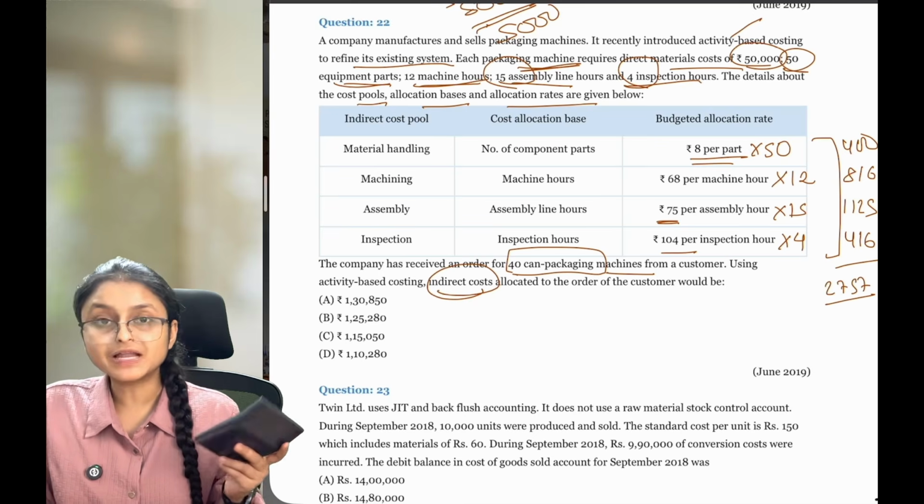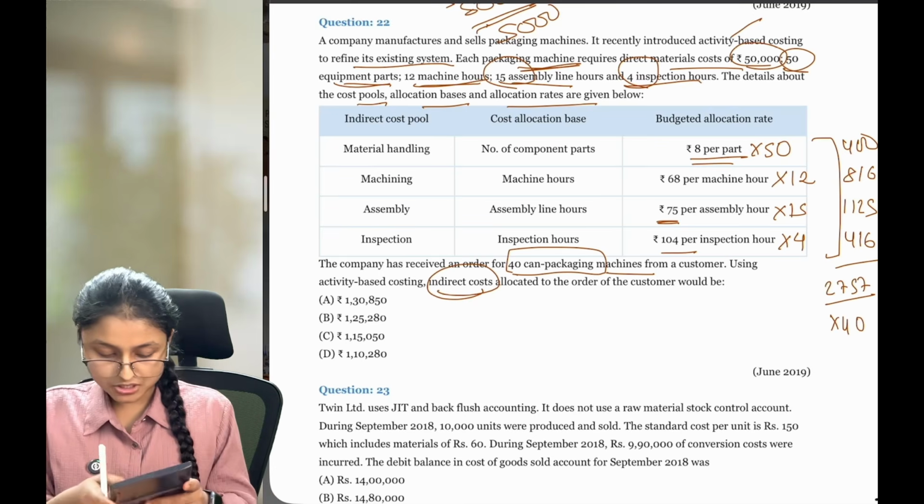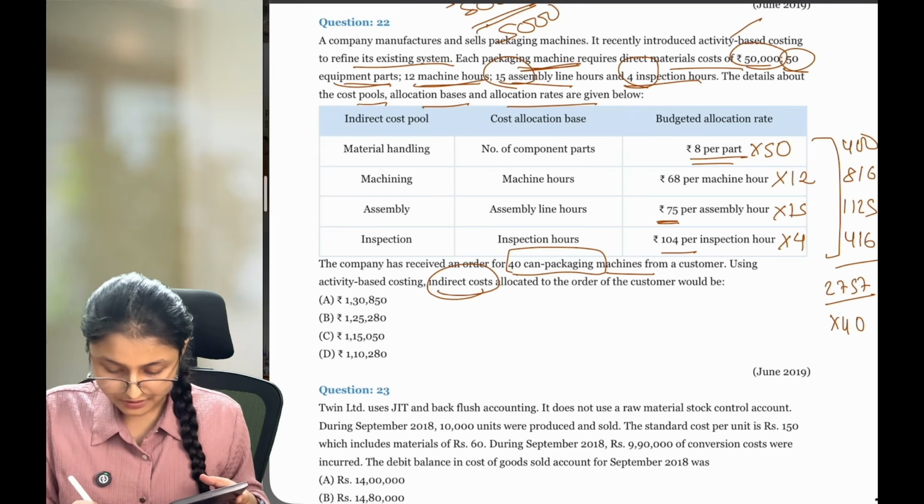This is the indirect cost for one machine, multiplied by 40, since we are making 40 machines. So the cost is 1,10,280.